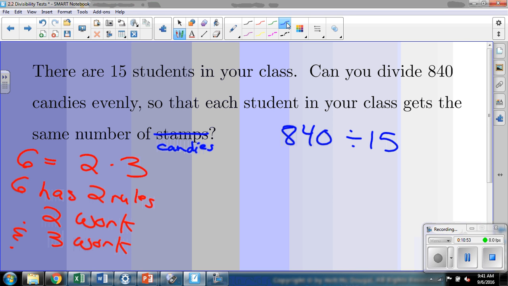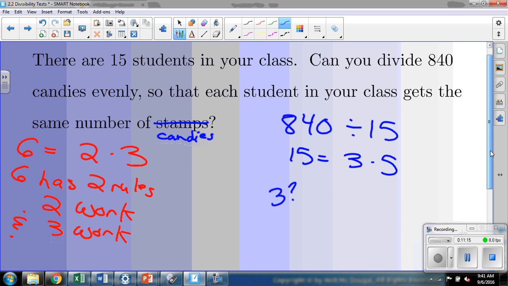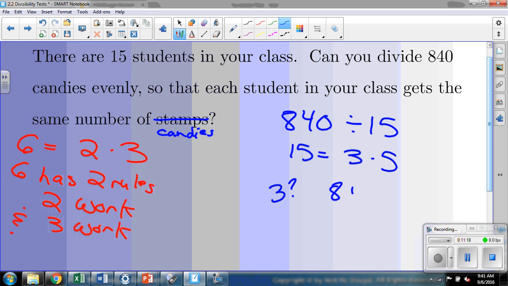15 is the same type of problem. Because 15 is equal to 3 times 5, we have to check both rules. We have to check the rule for 3, and we have to check the rule for 5. So does the rule for 3 work? 8 plus 4 plus 0, that's 12. 12 divided by 3 will go in evenly, so 3 is a yes.